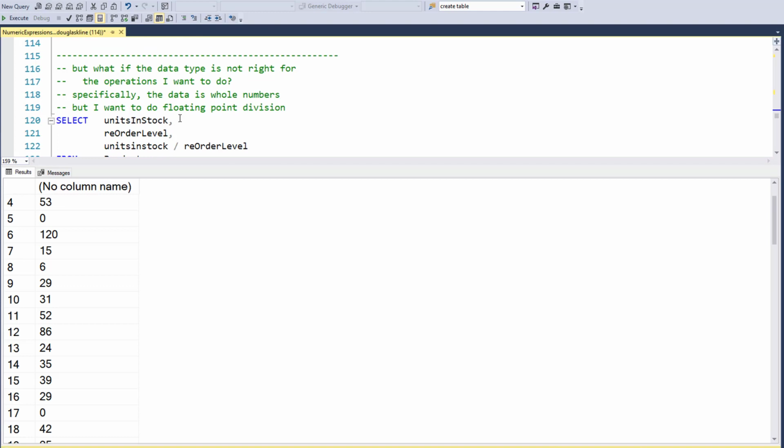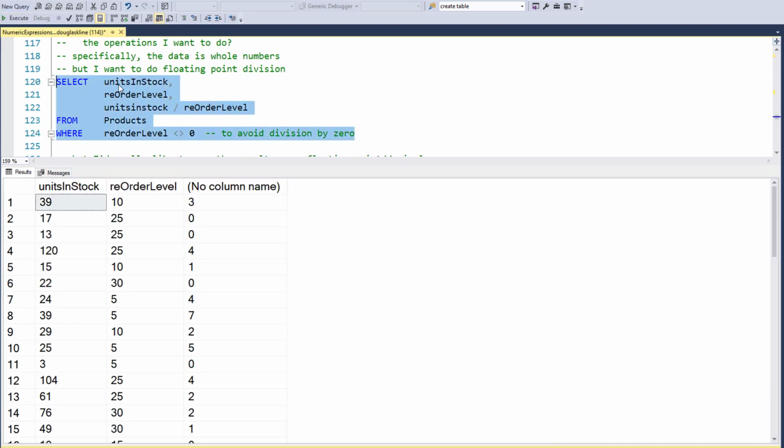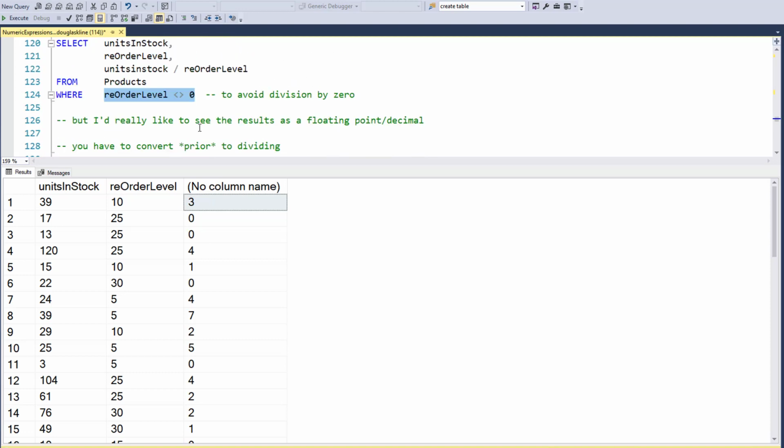Now, what if the data type is not right for the operations I want to do? For example, here I have this select statement where I'd like the units in stock to be divided by the reorder level. Now I happen to know units in stock is a whole number, 10 is a whole number, and look, I'm getting the number 3. In other words, 10 goes into 39 three times, but I'm kind of expecting to get 3.9, right? Also, just a small thing, I didn't want to be dividing by 0, so I've limited it.